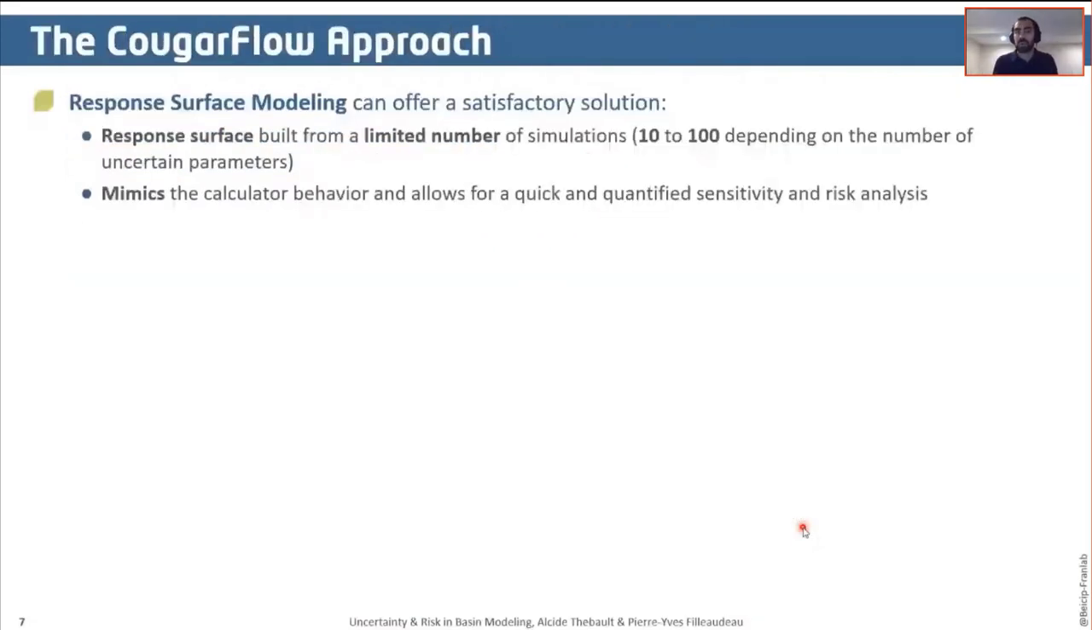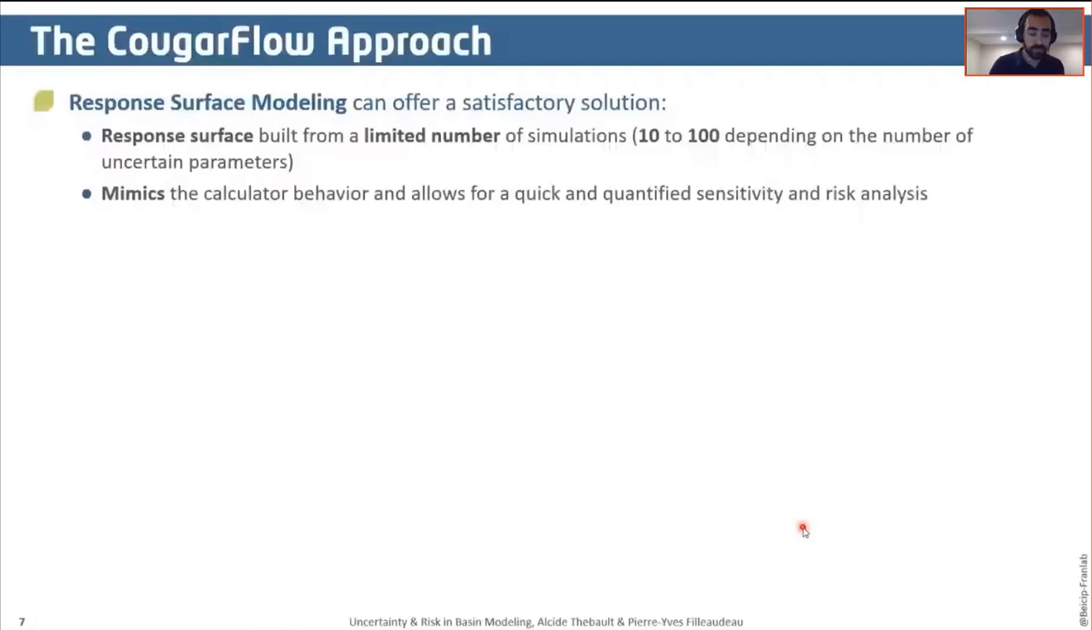So here we try to bring a solution for that with a CougarFlow approach. And we hope that that solution can answer that problem. So CougarFlow is a response surface modeling software that will try to bring as well as possible a good uncertainty management. So how does it work? We build a response surface from a limited number of simulations, and that response surface will mimic the calculator behavior and will allow for a quick and quantified sensitivity and risk analysis.